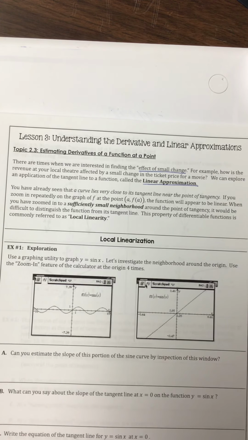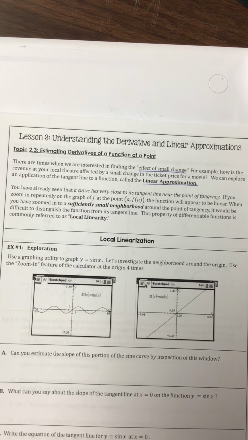You've already seen that a curve lies very close to its tangent line near the point of tangency. If you zoom in repeatedly on a graph, the function will appear to be linear. When you have zoomed in to a sufficiently small neighborhood around the point of tangency, it would be difficult to distinguish between the function and its tangent line. So think about what we did in 2-2, and we drew a tangent line, and it was close to the curve, and then the further away we got, the further the tangent line got from the curve, right? So local linearization is what we're talking about.